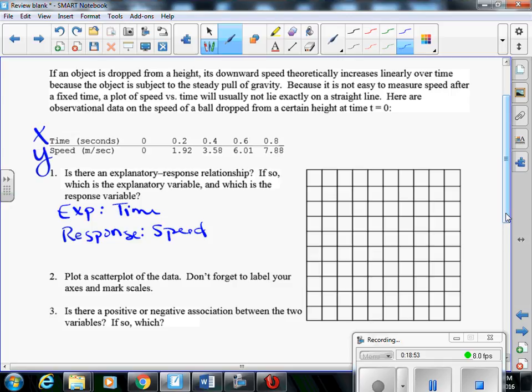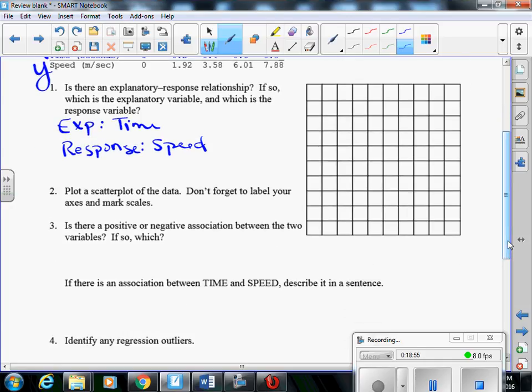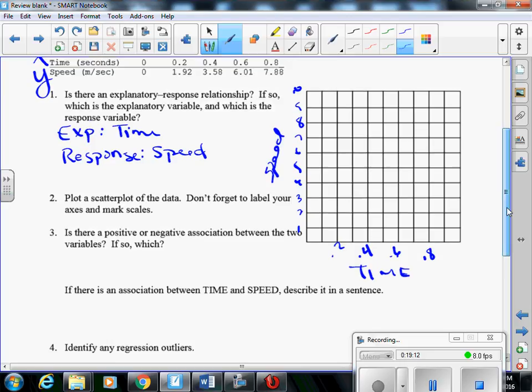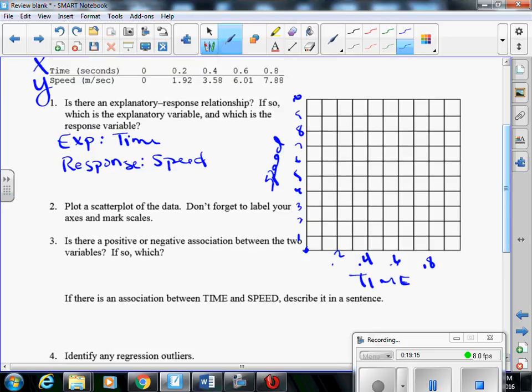Number 2 says make a scatter plot of the data and don't forget to label your axes. So we're going to have time down here and speed here. I'm going to do this quick. You're just going to put 1, 2, 3, 4, 5, 6, 7, 8, 9, 10, and maybe we go by 0.2: 0.2, 0.4, 0.6, 0.8. Then we're just going to plot. There's one at 0, 0. There's one that looks like it's going to be around here, one that's partly up, one just over 6, and then finally one in here. So that looks like a pretty linear pattern.